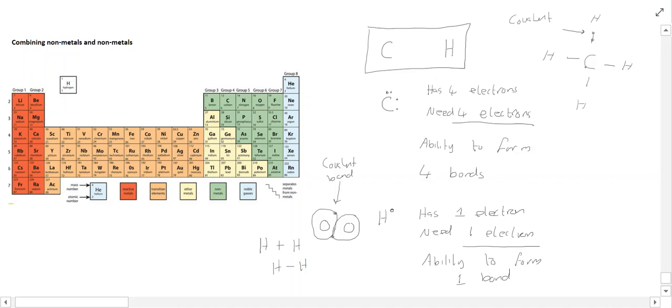Okay, and the same here. So let's say this hydrogen here will have 1 electron to share. Carbon will have 1 of 4 electrons to share. So you're going to get this sharing here between these two atoms. And again, this is a covalent bond as well.